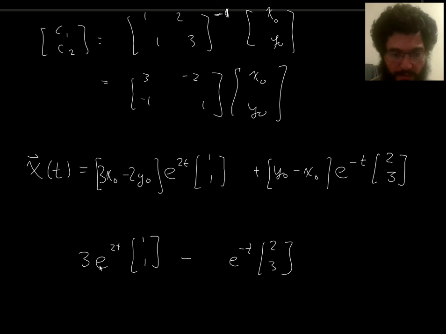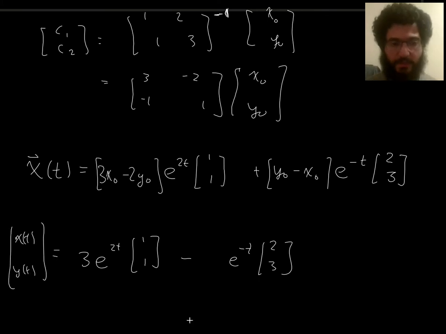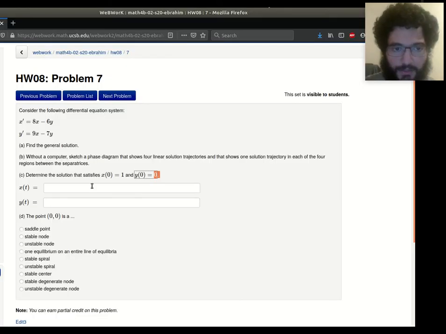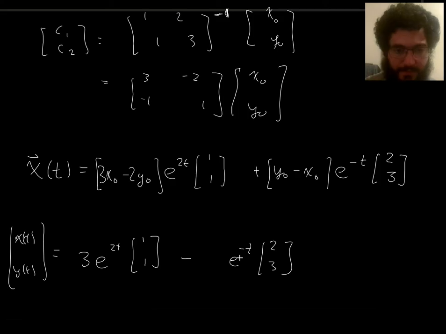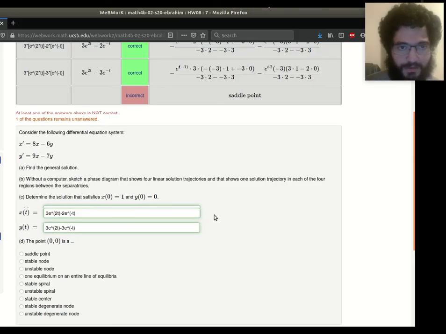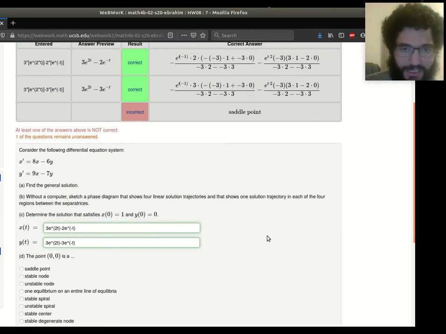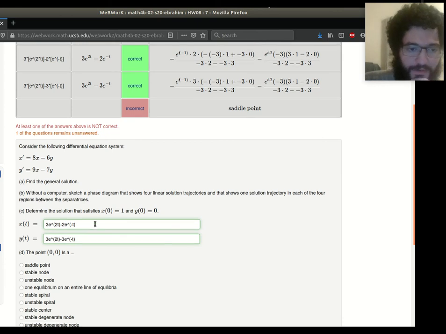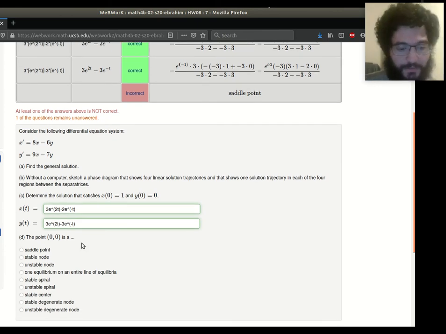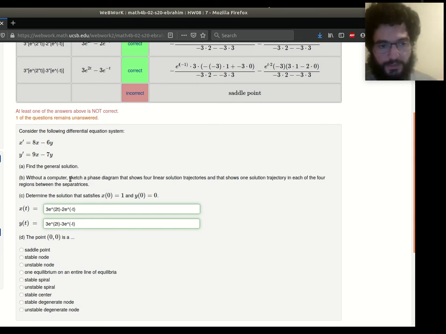So then, remember, this is vector x of t. So it's this x of t, y of t package is this. So if you just write out what are x of t and y of t, that's what you would be putting into these blanks. And I just checked it to make sure that this actually works. And okay, so a couple of things we wanted to do. Yeah, a few things left in this lecture.